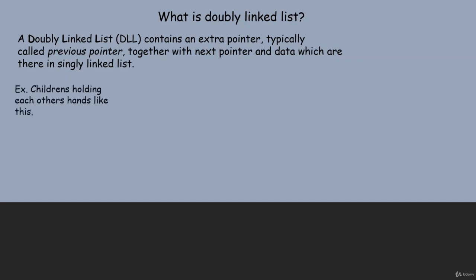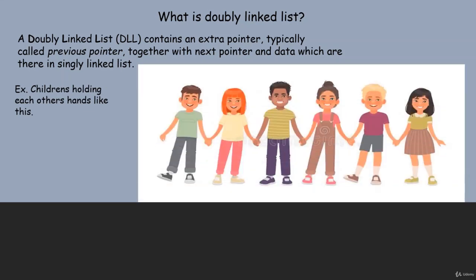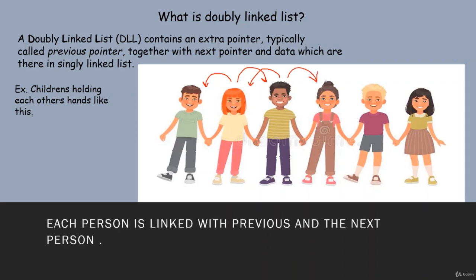For example, children holding each other's hands like this. This is one example which I would like to explain to you. So here you could see that this girl is linked with this boy and this boy also. Now this boy is also holding the hand of this girl and also the hand of this girl. It means that each person is linked with the previous and the next person. Like this girl is linked with two guys and this guy is linked with two girls. Likewise only doubly linked list works.